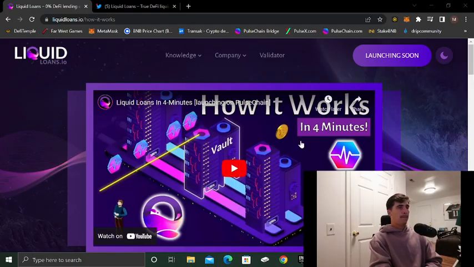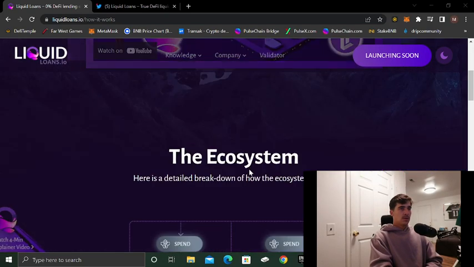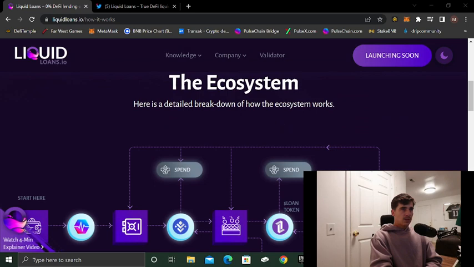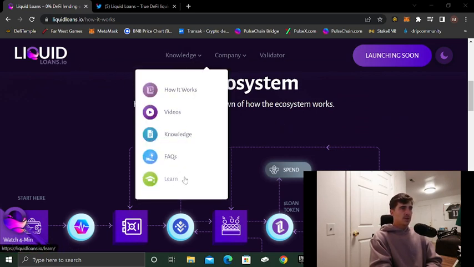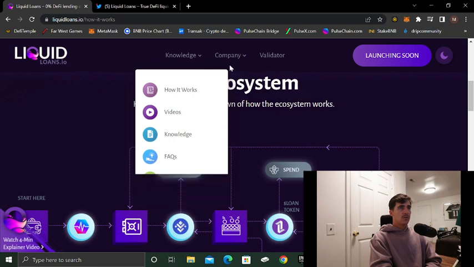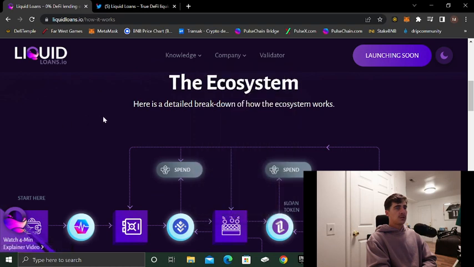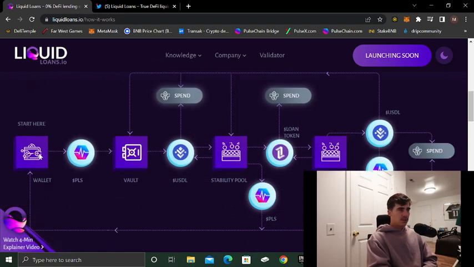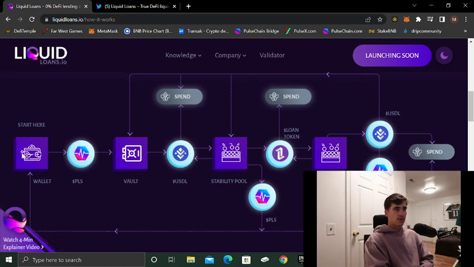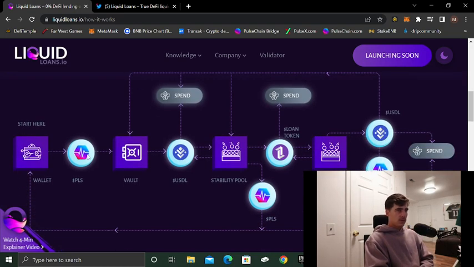So we'll go over here. Basically, the website has almost everything you could think of when it comes to questions about what this does, and it's definitely great stuff to read through. So basically, you have your wallet, your MetaMask or whatever you want to use. You have PLS, right? You take all your PLS, or a portion of it, or whatever you want to do, and you put it in the vault. And with this vault, you can get USDL for the loan.